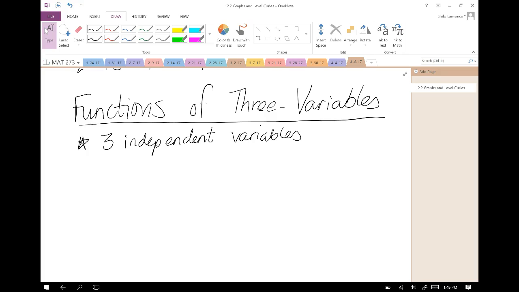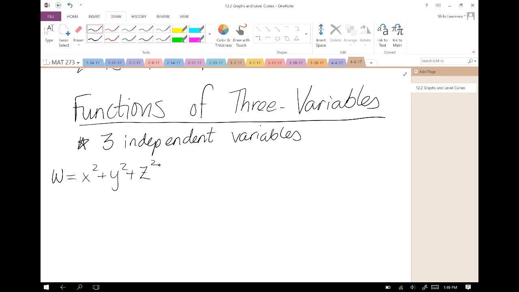So these guys, with 3 independent variables, you're typically going to see x, y, and z as the independent variables. We need a 4th variable to represent the dependent variable, and you're usually going to see w as that 4th variable. So we might see w equals x squared plus y squared plus z squared. It's got 4 variables in the equation, but it's 3 independent variables.